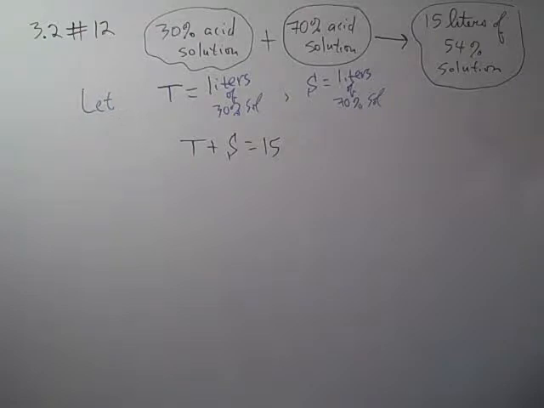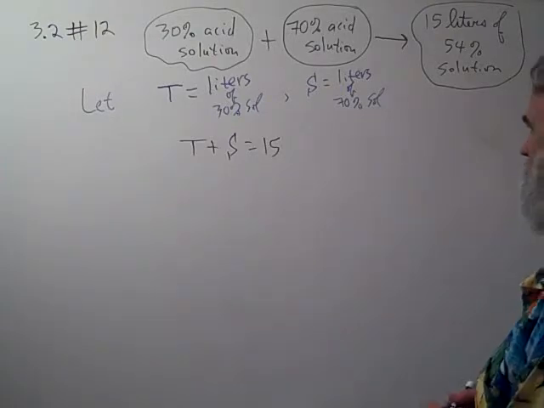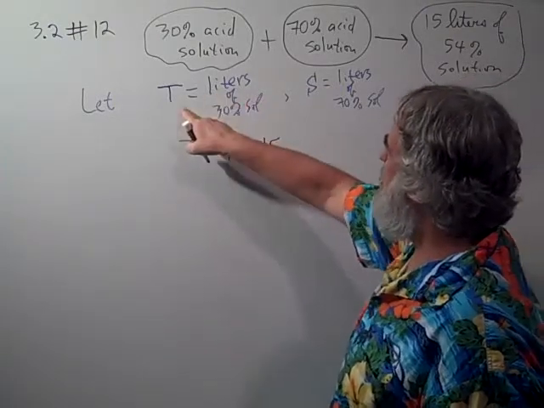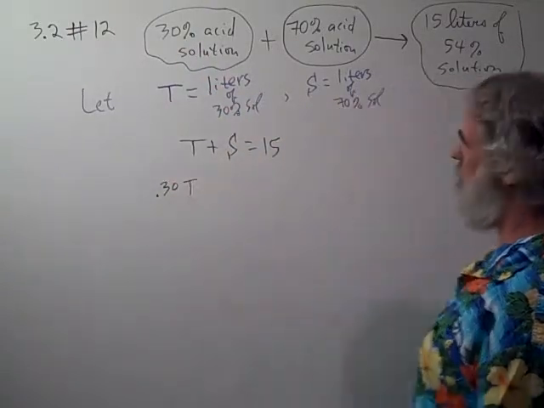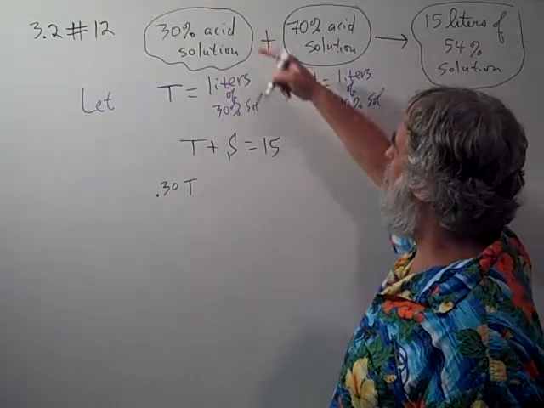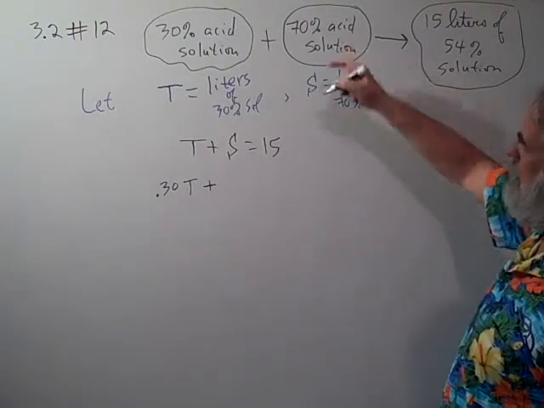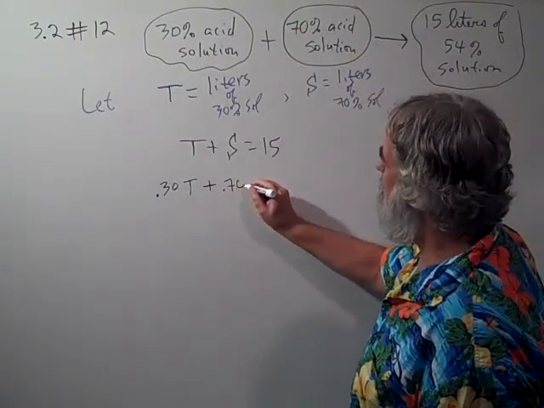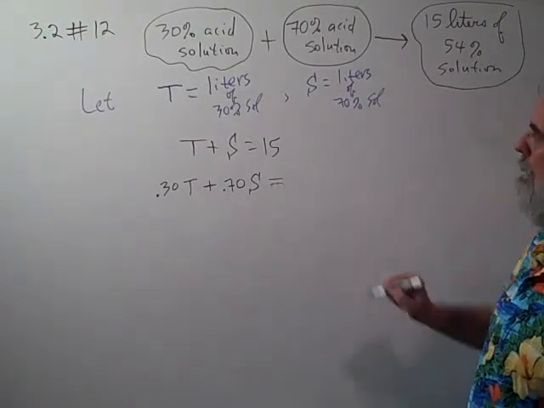But there's another equation we can write down for how much pure acid is in each of the solutions that we've mixed, and how much pure acid is in the result. And these have to also balance, so they have to be equal. Well, we've got T liters, and it's 30% acid, so 30% of T is 0.30 times T. That's how much acid is in the T liters of 30% acid solution. Now we've got S liters of 70% acid solution, so 70% of S, 0.70 times S, is pure acid. So that's how much acid we mixed.